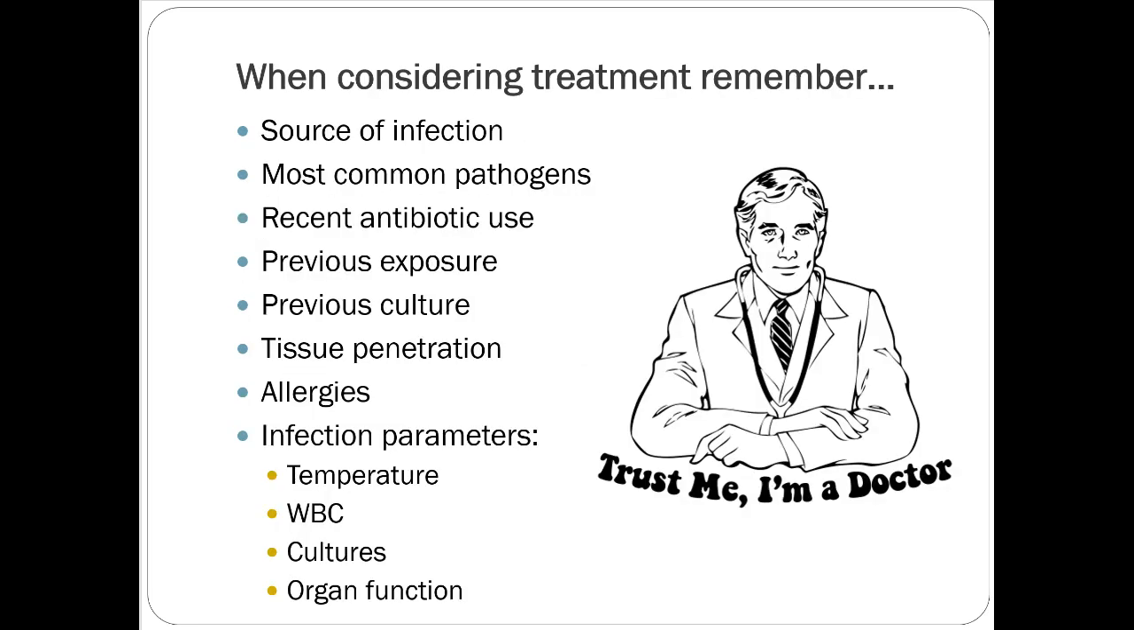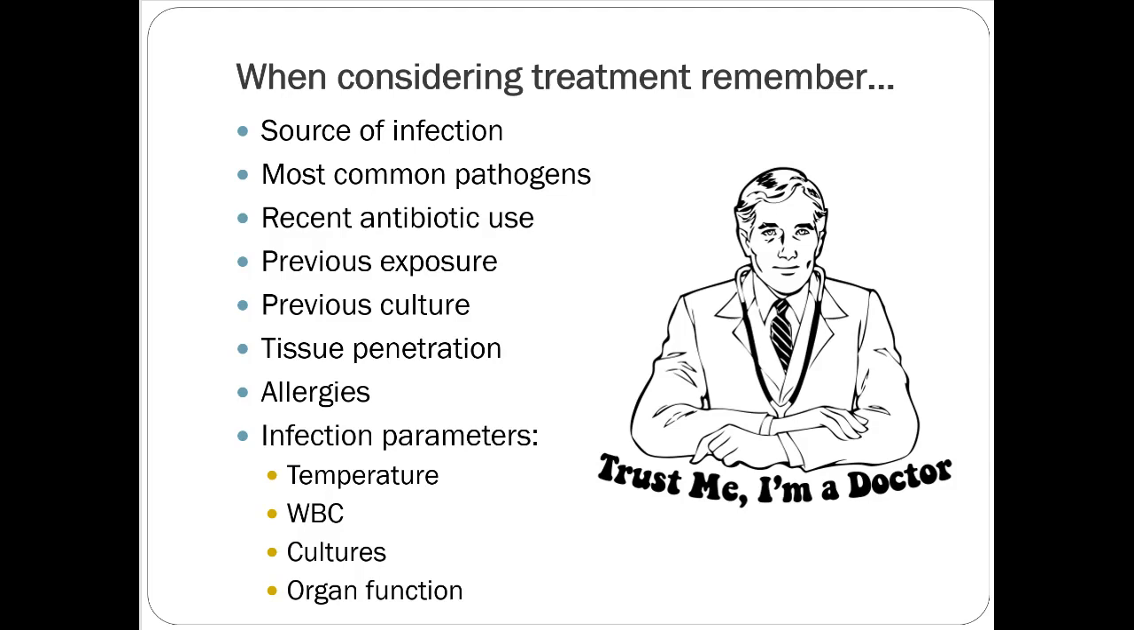Okay, so just some quick review. We touched on a lot of these things last time, but when considering treatment, you want to remember the following things. So source of infection is really important. Your source is going to lead you down the initial investigation towards what bug might be causing your infection. Second, most common pathogens, and again, that's going to be the most common pathogens causing a specific disease.